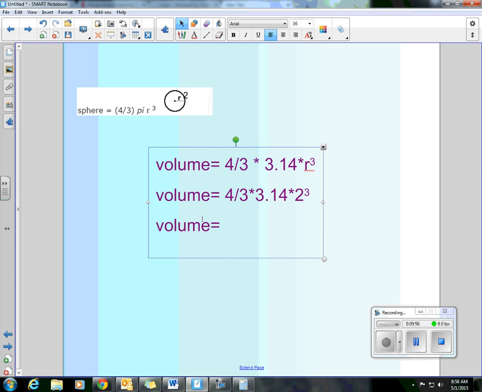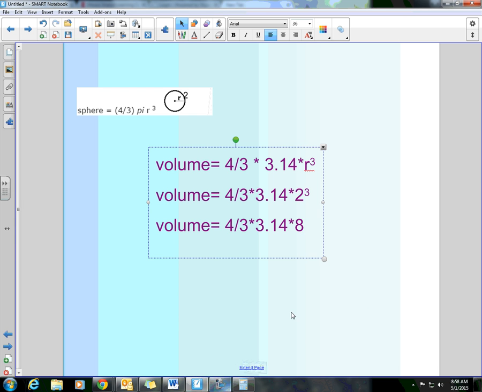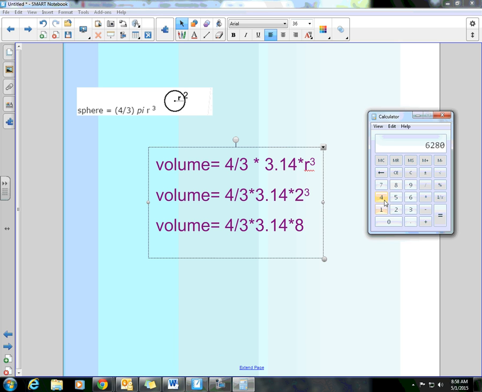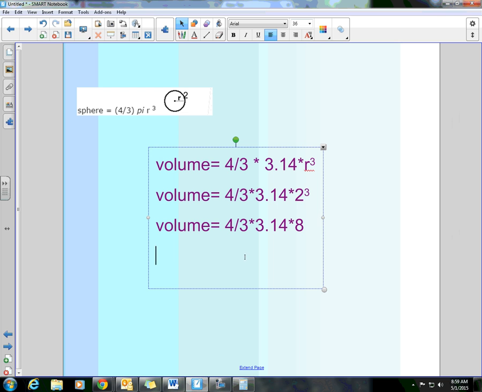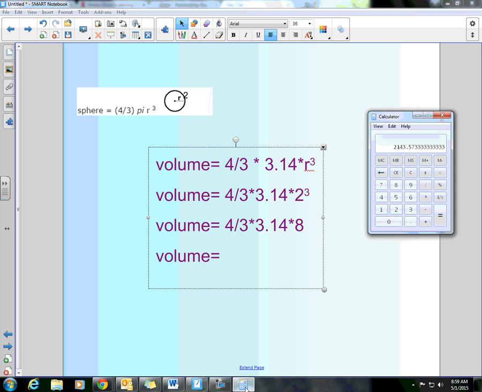Volume equals 4/3 times 3.14 times 8. I'm going to get in my calculator and do that. Okay, clear. I have to do 4 fraction 3. Okay, it's 1 1/3 times 3.14 times 8. And check it out, I got a weird, crazy decimal, and this is going to happen sometimes. But that's because it's difficult to think of putting perfect little cubes inside the shape. It's a sphere.